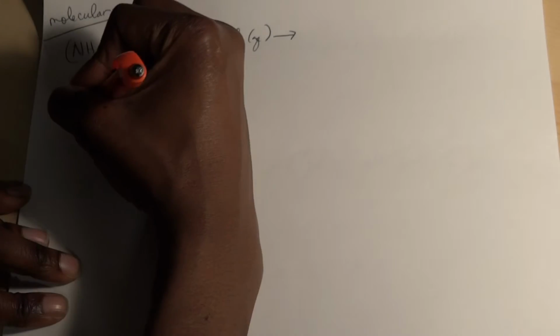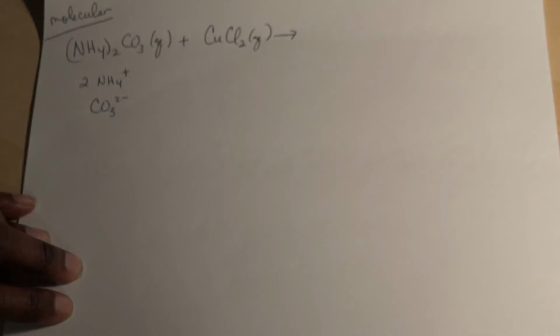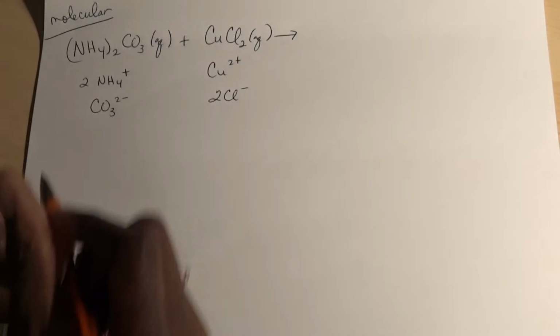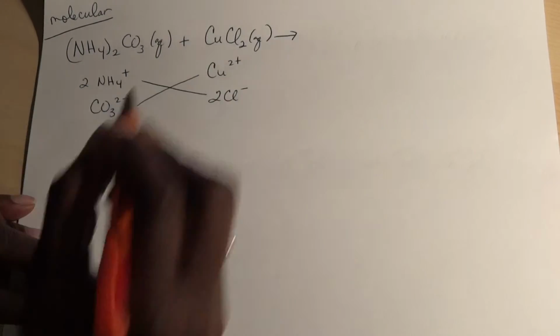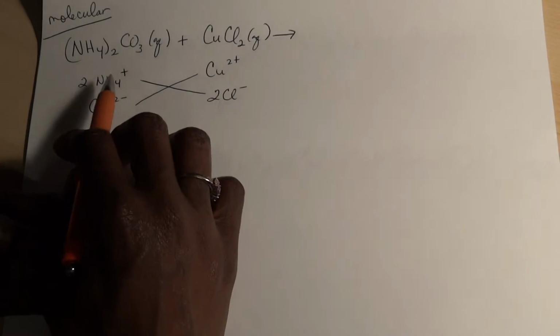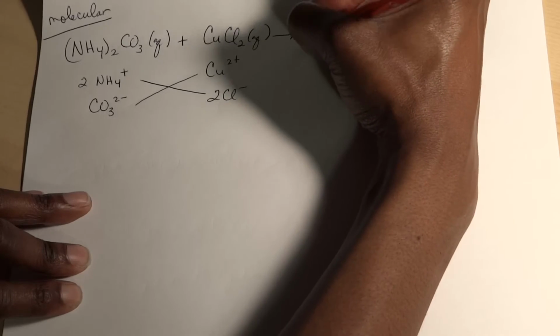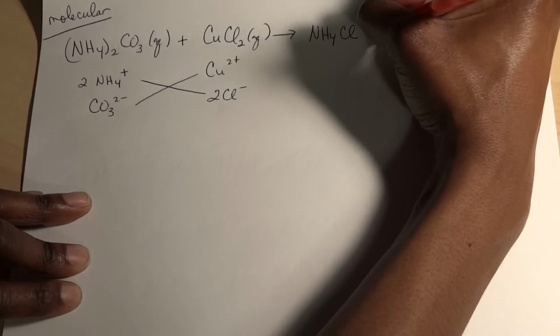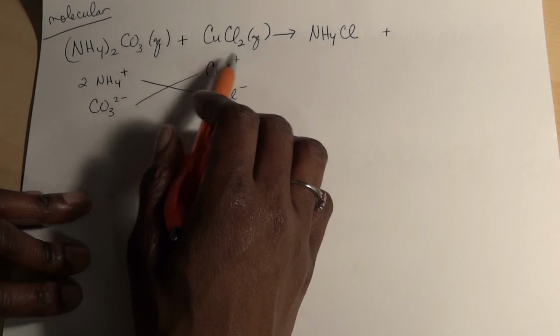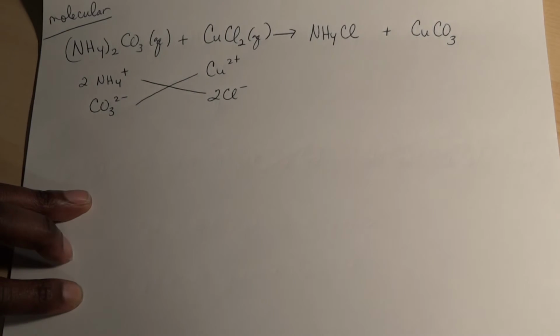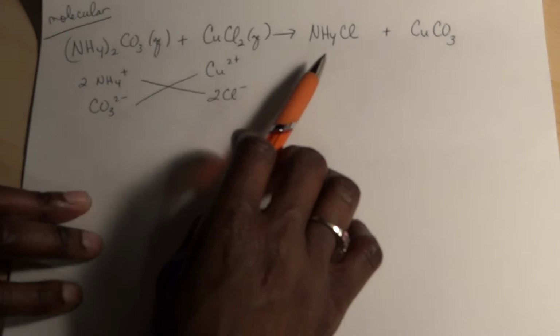Okay, so over here we have ammonium ions and we have carbonate ion as well. On this side we have copper 2 ions and chloride ions. So do your crisscross. Ammonium goes with chloride. Since it's a 1-to-1, it's NH4Cl. And then copper goes with carbonate. It's also a 1-to-1 again. So it's CuCO3. Okay, let's check your solubility rules.